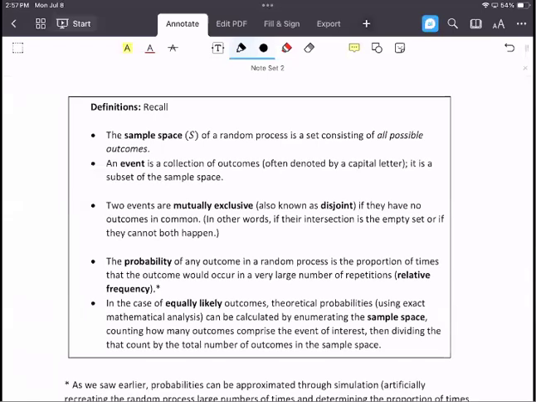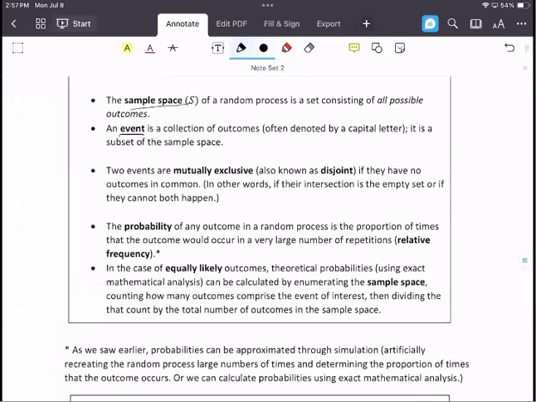The sample space, S, of a random process is a set consisting of all possible outcomes. Remember, we have to list all of them to be complete. So that's the sample space. An event is a collection of outcomes. We often show that with a capital letter. It's a subset of the sample space. Two events are mutually exclusive, which is also called disjoint, if they have no outcomes in common. In other words, if their intersection is the empty set, or if they both cannot happen.